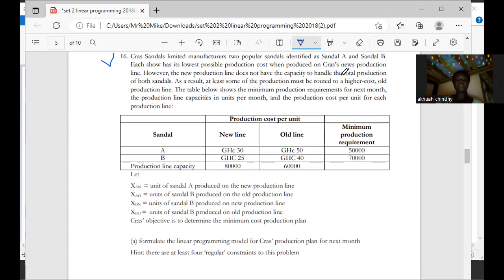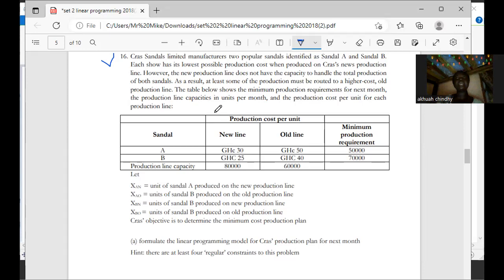a lower cost, right? However, the new production line does not have the capacity to handle the total production of both sandals. So there's a total number of sandals the business produces to sell. But then this new machine cannot produce everything. Though if we're able to use it, then we could have gotten lower cost. But here lies the case, it can't produce everything. So as a result, at least some of the production must be routed to a higher cost old production line. So that means when you're using the old production line, your cost is going to be high, right?